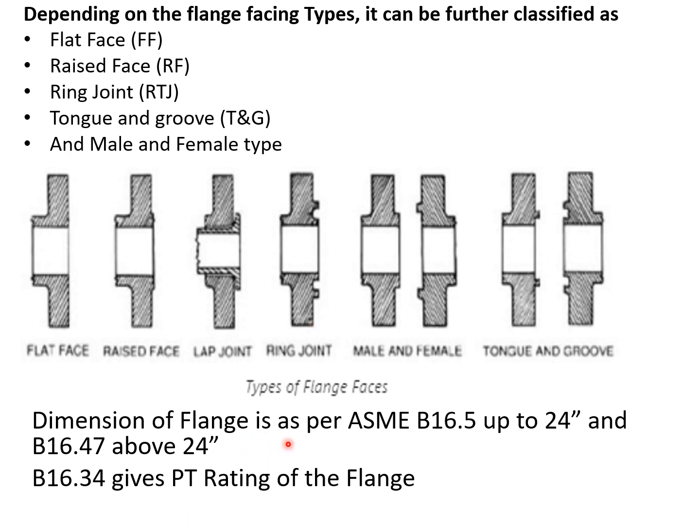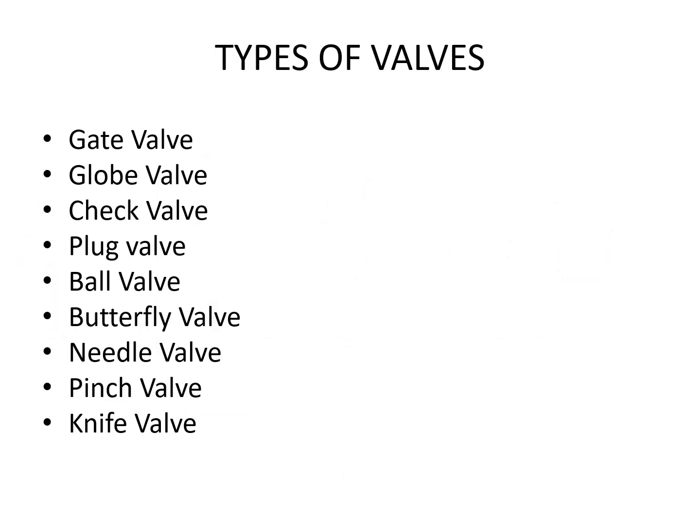Dimension of the flange is given in ASME B16.5 up to 24 inch, and in B16.47 above 24 inch, and B16.34 gives the pressure-temperature rating of the flange. So Annexure B of B16.5 also has pressure-temperature ratings. So moving on to types of valves, we have gate valve, globe valve, check valve, plug valve, ball valve, butterfly valve, needle valve, pinch valve, knife valve.